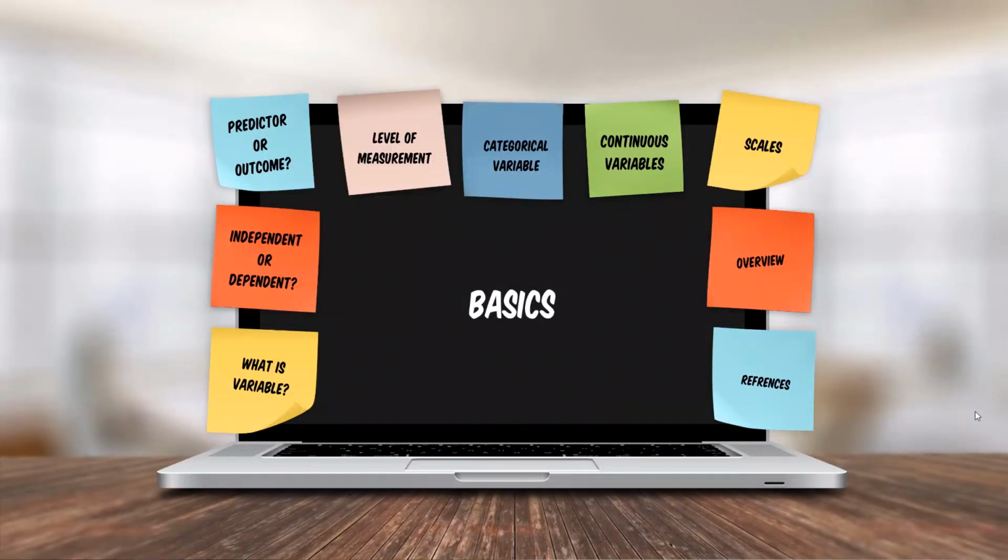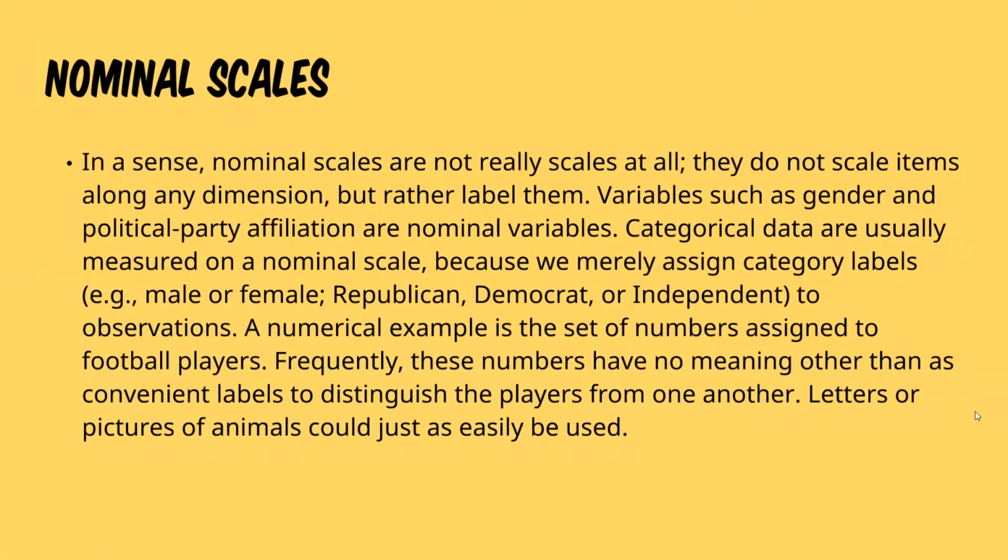Moving on to our next topic, scales. We talked about this a lot, but because of the importance of the topic, I'm going to review it very quickly. In a sense, nominal scales are not really scales at all. They do not scale items along any dimension, but rather label them. Variables such as gender and political party affiliation are nominal variables.